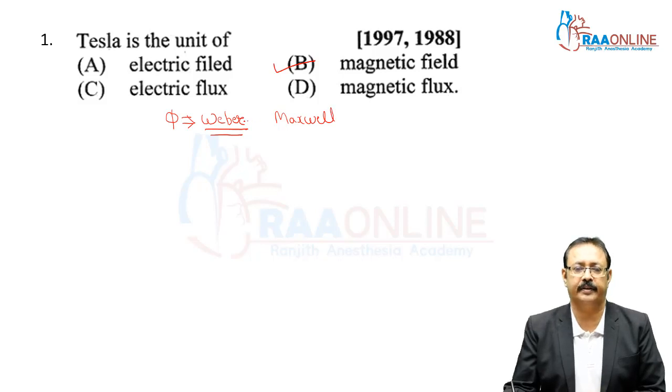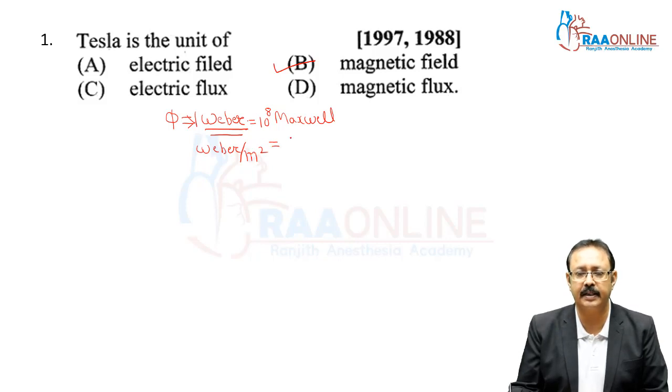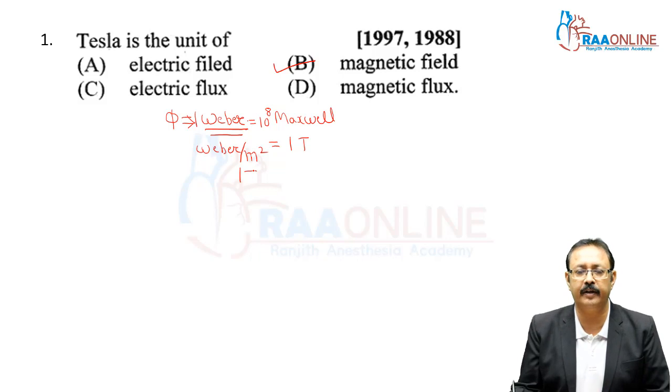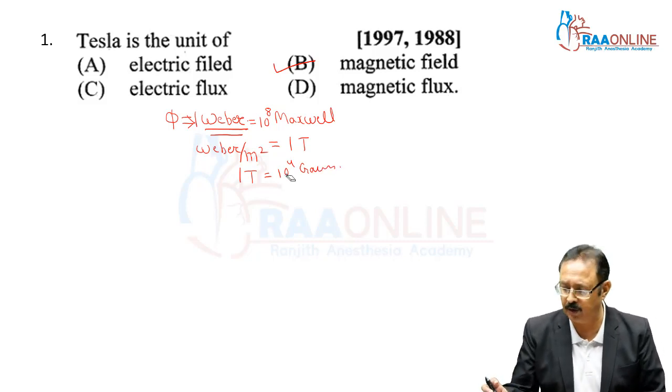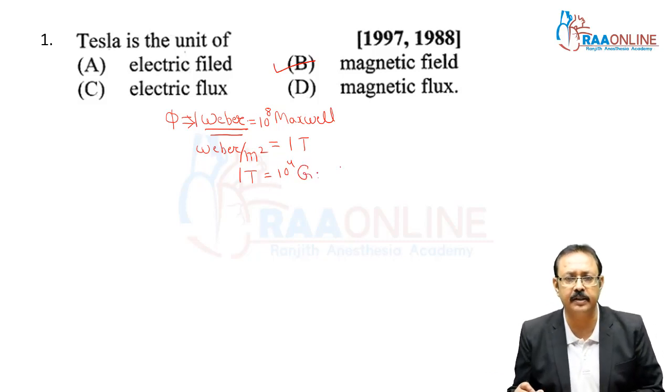CGS unit for flux is Maxwell. And 1 Weber, important point, is 10 to the power 8 Maxwell. Weber per meter square is magnetic field. So SI unit is Tesla. CGS is Gauss. Gauss means Maxwell per centimeter square. So you can relate 1 Tesla is equal to 10 to the power 4 Gauss. So remember these things, 10 to the power 4 Gauss. So first it was B.